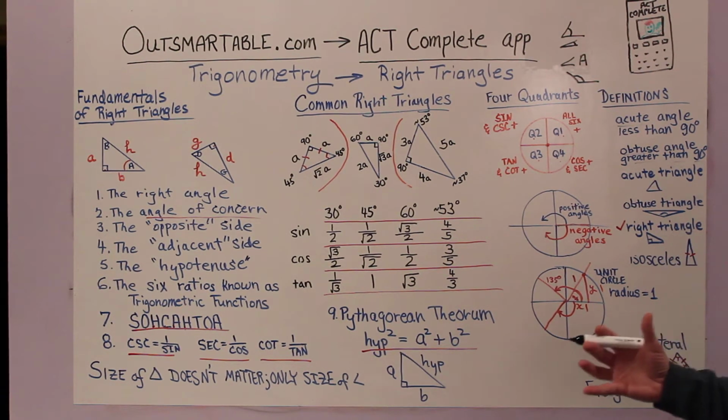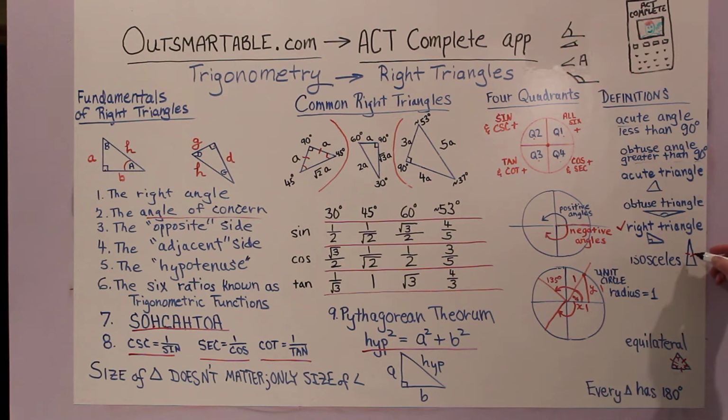An isosceles triangle, a little more terminology, is a triangle that has two sides that are the same length. An equilateral triangle has three sides that are all the same length, as well as all three angles, equiangular. And you need to know that every triangle, if you add the three angles in a triangle together, you always get a sum of 180 degrees.